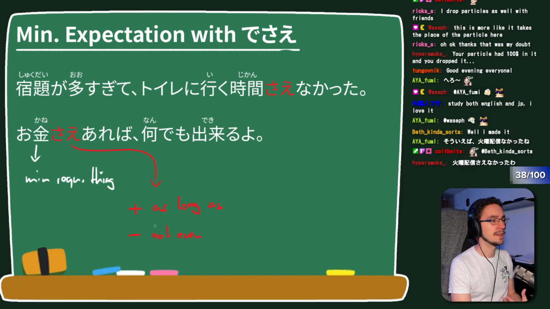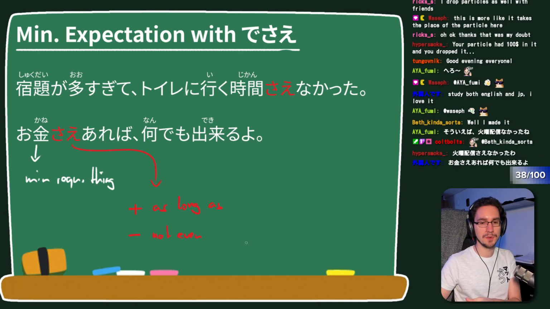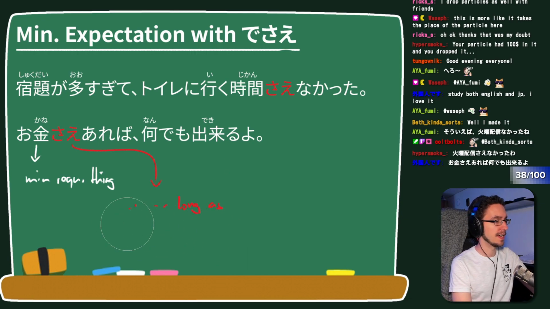With the positive, you usually emphasize that it is the bare minimum. And with the negative, you emphasize that it would be expected to be the minimum, but it wasn't there. 何でもできるよ. Yes. That's why I am once again asking for your support. Just kidding. お金さえあれば. And then here we have our conditionals, of course.